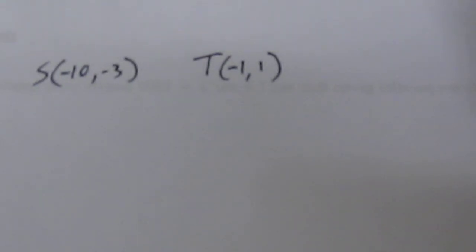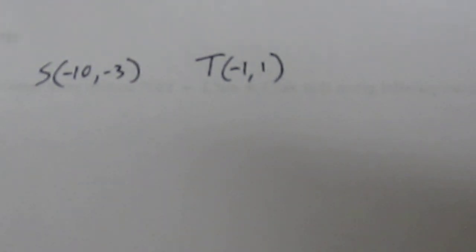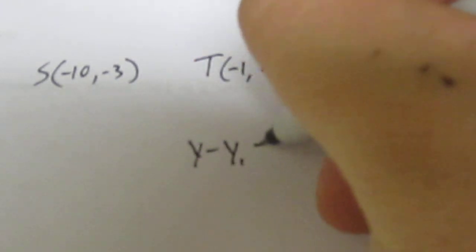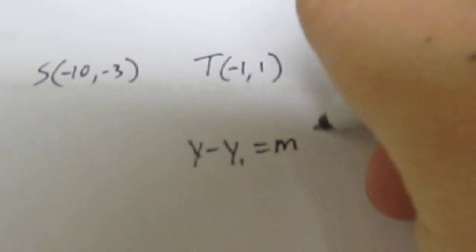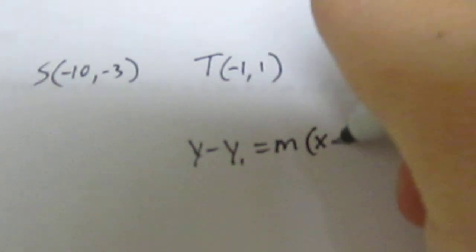Now, I know we're supposed to find it in slope-intercept form, but I told you back when we first did linear equations that anytime you find an equation of a line, the best thing to use is the point-slope form. So let's write that down so that we have it. It's y minus y1 equals m times x minus x1.